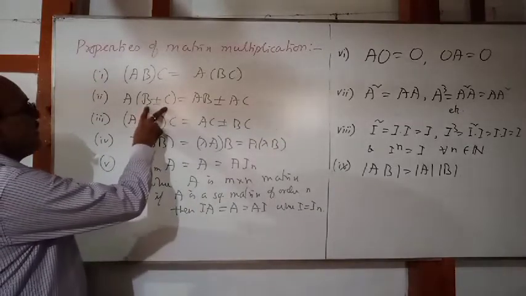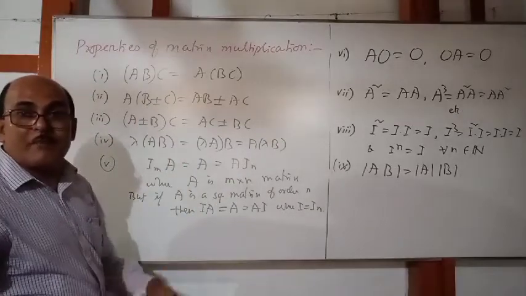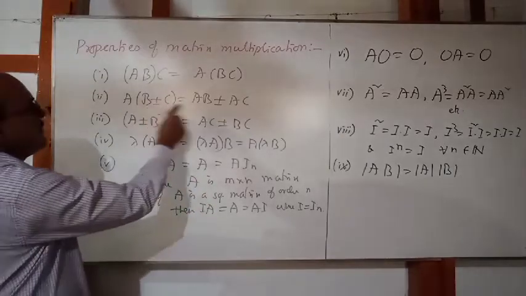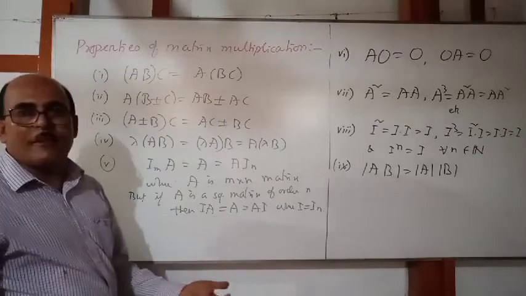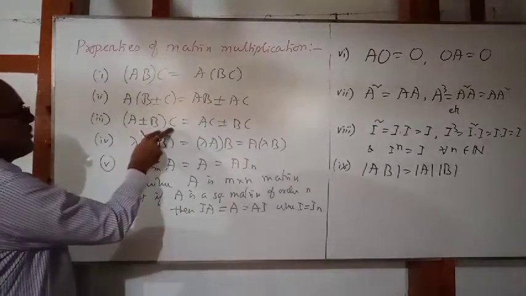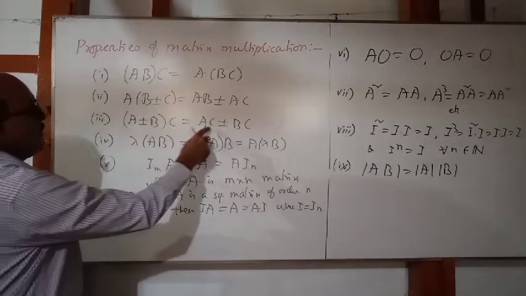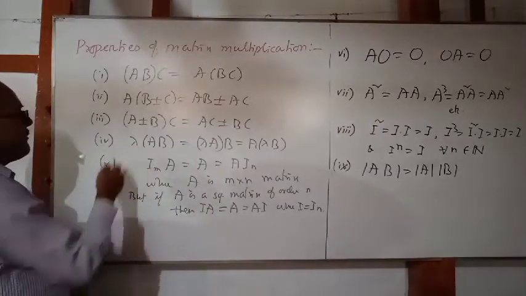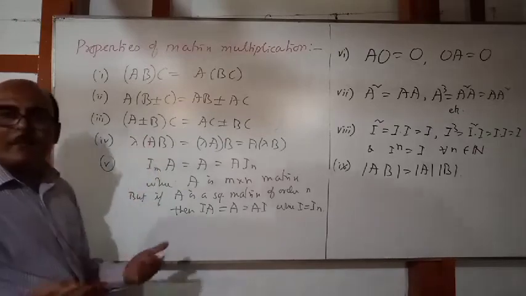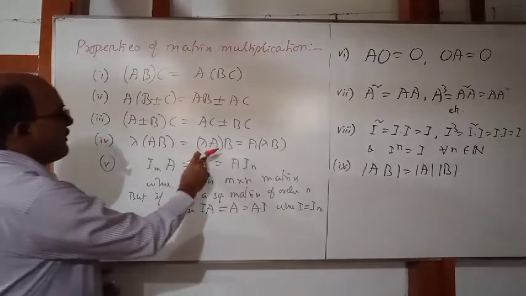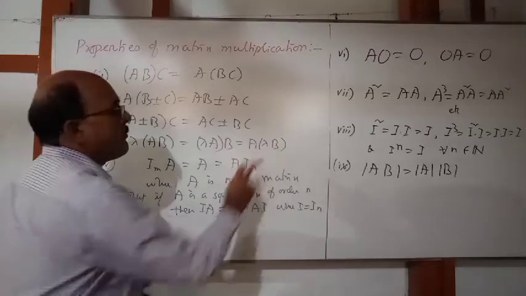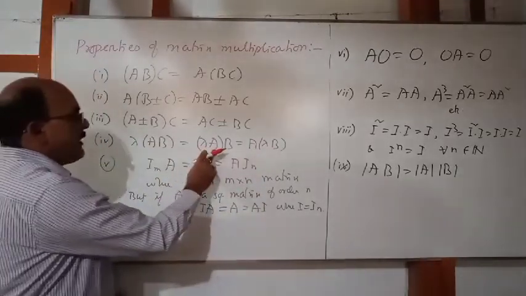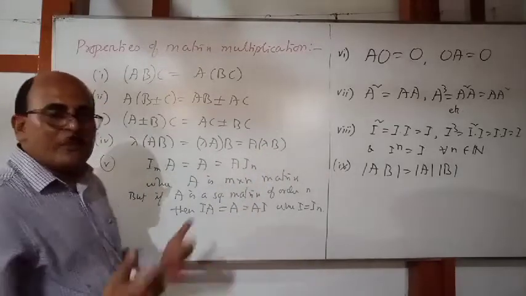Then number 2 is the left distributive property. Left distributive property of multiplication over addition or subtraction: A into (B plus or minus C) is AB plus or minus AC, like our numbers. Then it is the right distributive property: (A plus or minus B)C is AC plus or minus BC, like numbers, they are also true. Now here is lambda. Lambda is a scalar, that is a number. It is lambda(AB) equal to (lambda A)B is equal to A(lambda B). Means the scalar can be put anywhere. Either you associate it with A or you associate it with B, no matter. This is the property of a scalar.